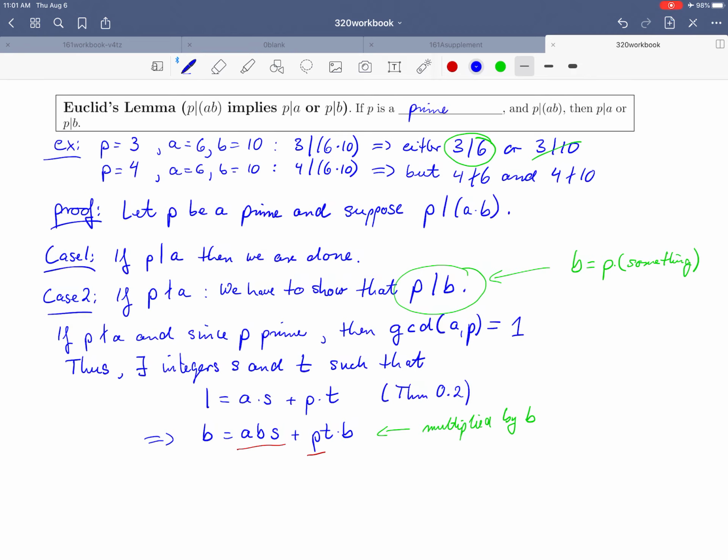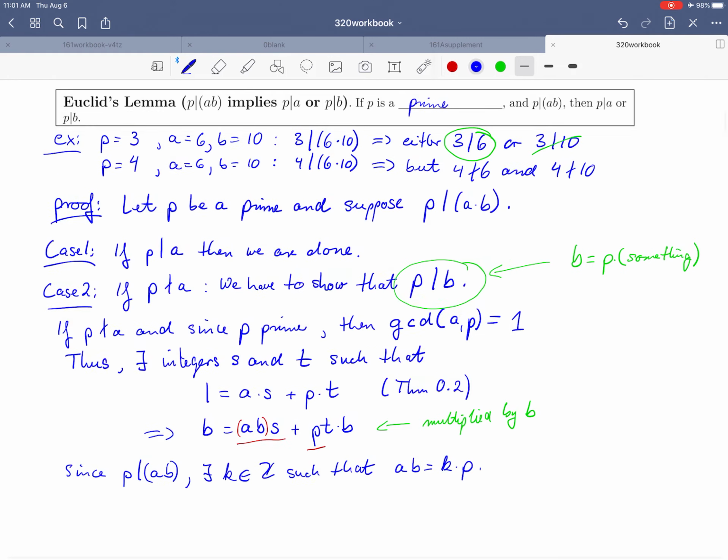What was our hypothesis? Our hypothesis was that p divides a times b, and that is sitting right here. So a times b is sitting right here. So actually p does divide a times b. How do we write this down to make our argument really tight? So we can say, since p divides a times b, there exists an integer k such that we can write a times b as k times p.